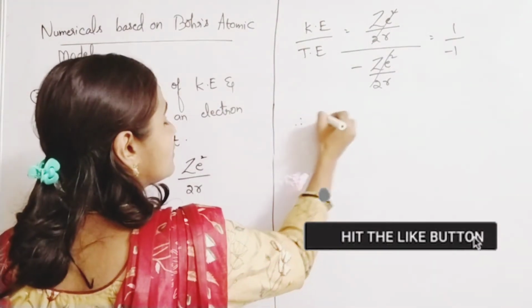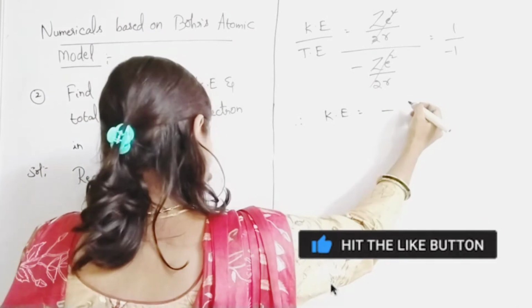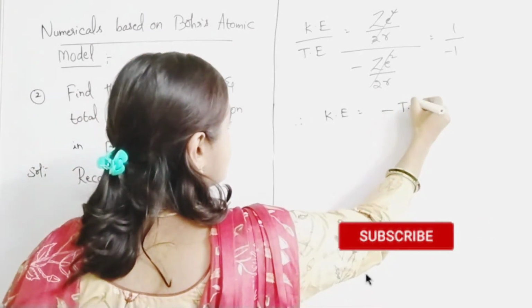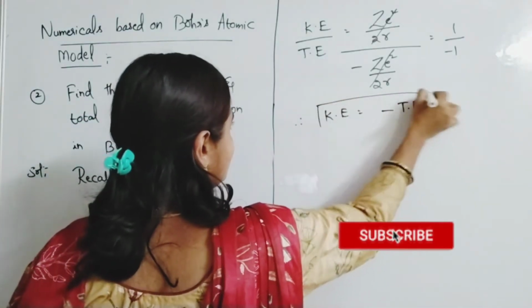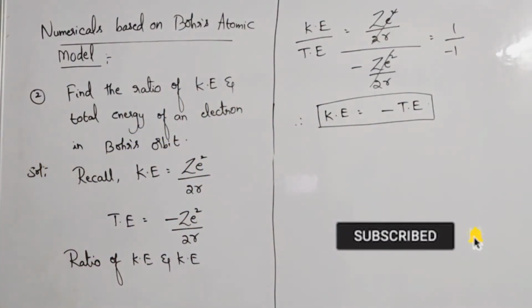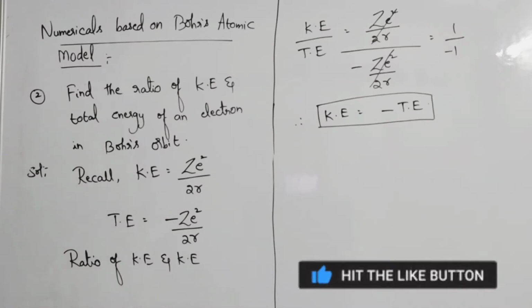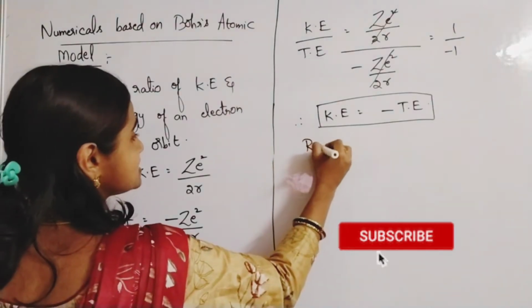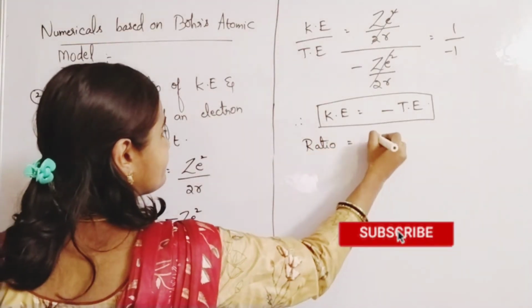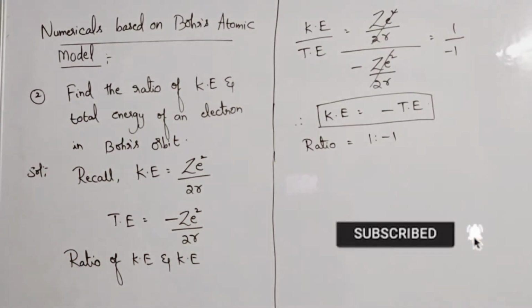Therefore Ke is equal to minus of Te. You can say this equation also: Ke is equal to minus of Te. So the ratio is 1:-1. This is the ratio. Now we'll move on to the third question.